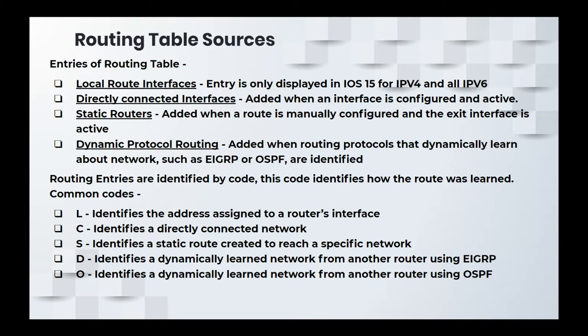Routing entries are identified by a code. This code identifies how the route was learned. Common codes include L, which identifies the address assigned to the router's interface. C identifies a directly connected network. S identifies a static route created to reach a specific network. D identifies a dynamically learned network from another router using EIGRP. O identifies a dynamically learned network from another router using OSPF.